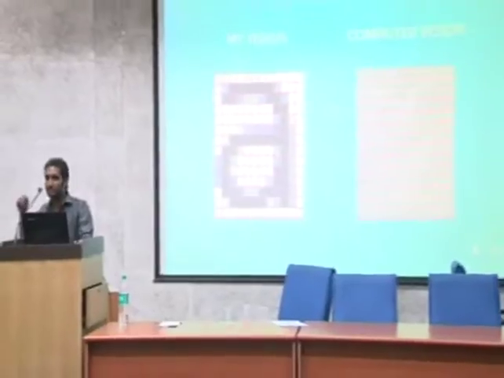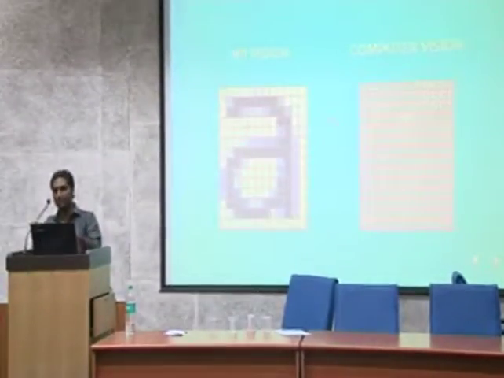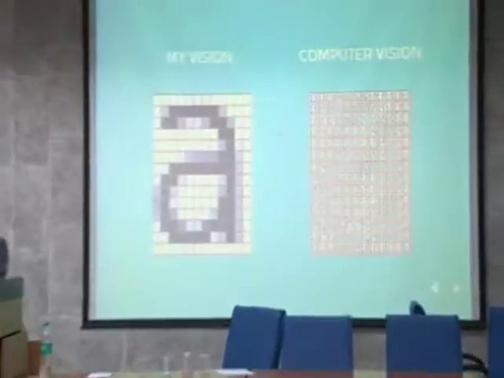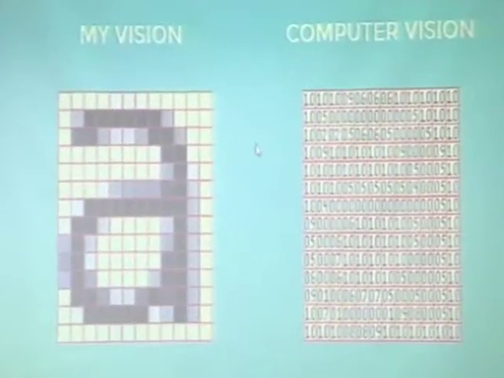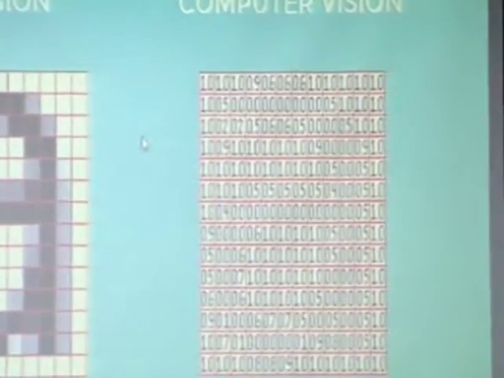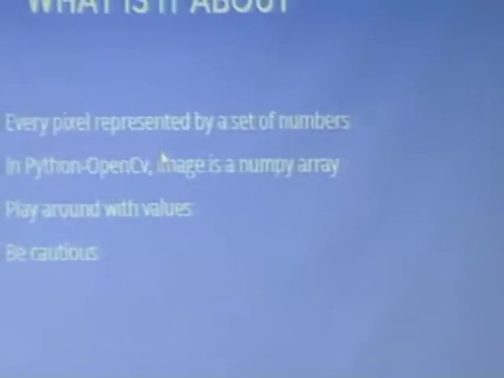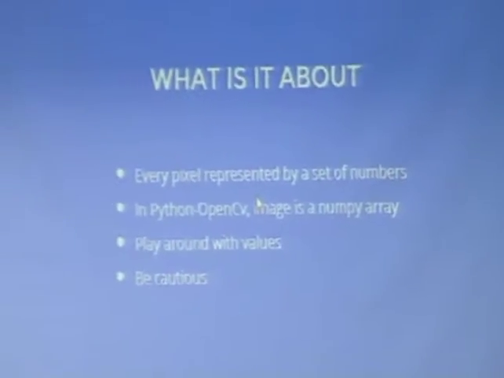If you take an image and zoom into it as much as possible, you will actually see that at the bottom line, the image is a grid. And computer vision doesn't care what the color is; it has a numerical value associated with it, and it works upon that. Okay, so this is the summary of what I said.